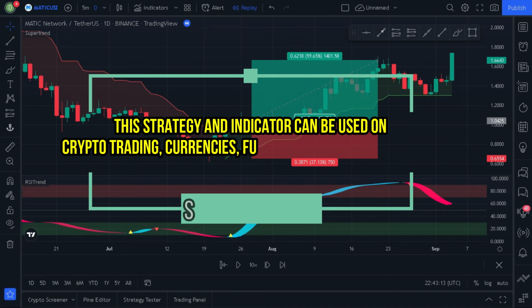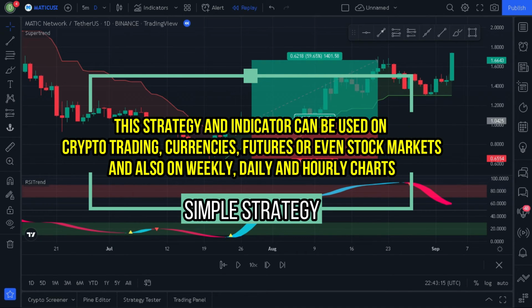Now, this strategy and indicator can be used on crypto trading, currencies, futures, or even stock markets, and also on weekly, daily, and hourly charts as well, but generally, Super Trend sometimes fails in a sideways moving market.